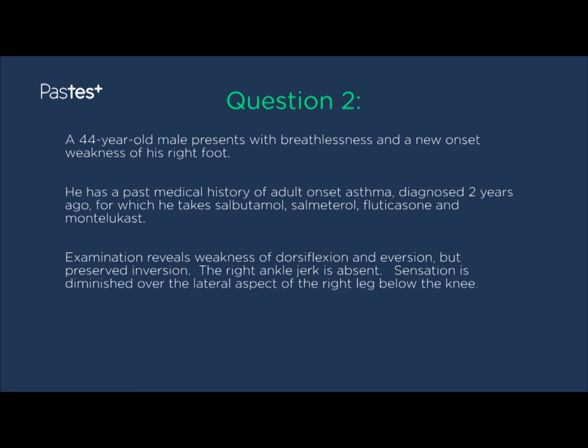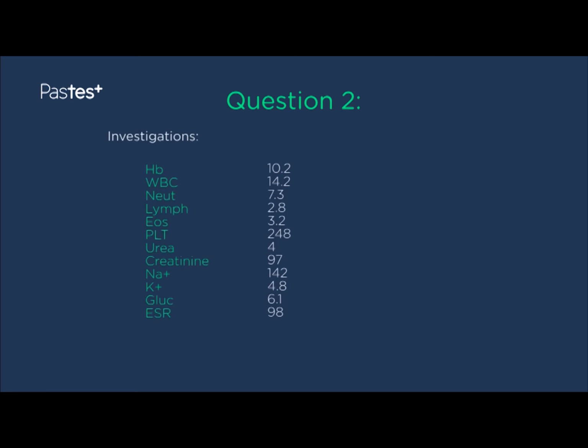Okay. The right ankle jerk is absent, that fits, it's a lower motor neuron. And sensation diminished over the lateral aspect of the right leg below the knee. This is sounding like a common peroneal nerve palsy. Blood tests. Looking at the blood test, he's anemic, slightly raised white cell count. The eosinophils raised. That's unusual. Eosinophilia, parasitic infections.